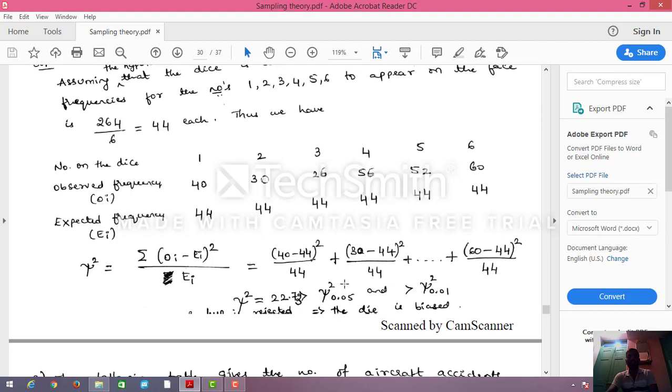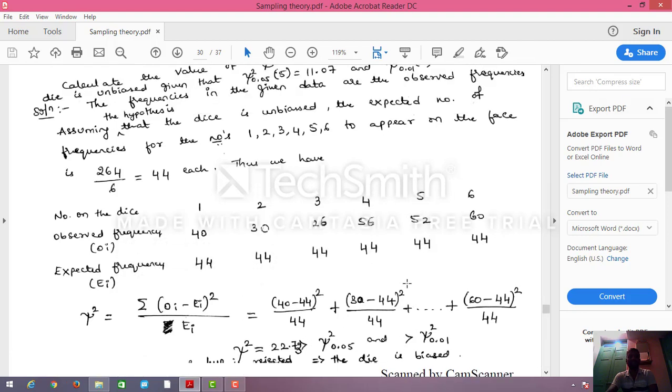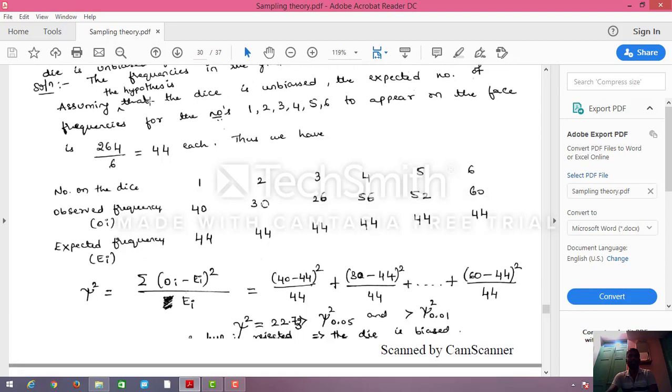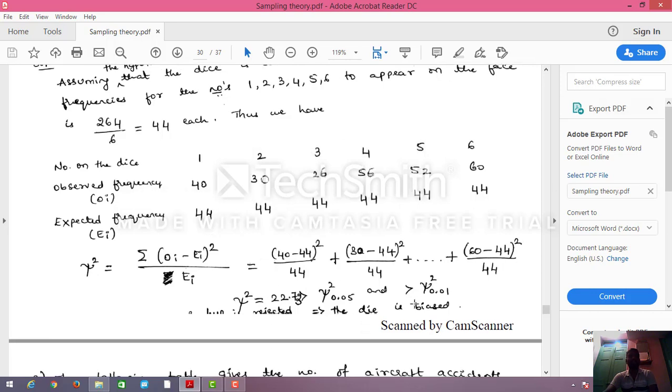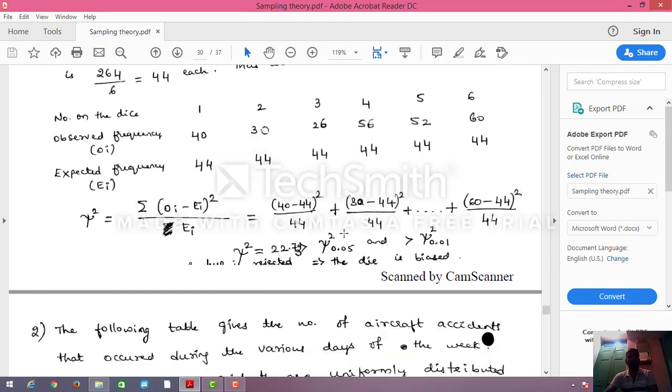Whenever it is greater than both values, it means the hypothesis is rejected. We assumed the hypothesis that the die is unbiased. Here the hypothesis is rejected, so now the die is biased. Once the hypothesis is rejected, the die is biased. Right, one more problem we will see in this.